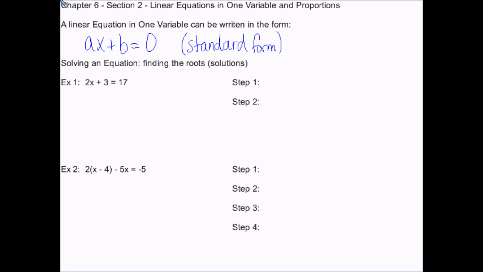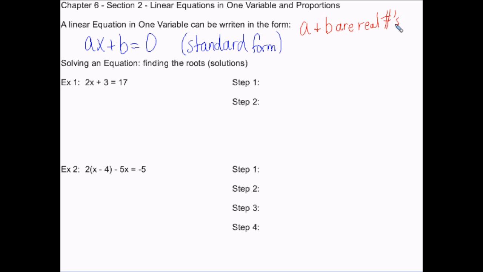Standard form of an equation with one variable. It's ax plus b equals 0, where a and b are real numbers, and they can be 0. So it could just be like 5x equals 0, or, well, if a is 0, b also has to be 0 for this to be true, right? 0 equals 0, that's the only way it would work.